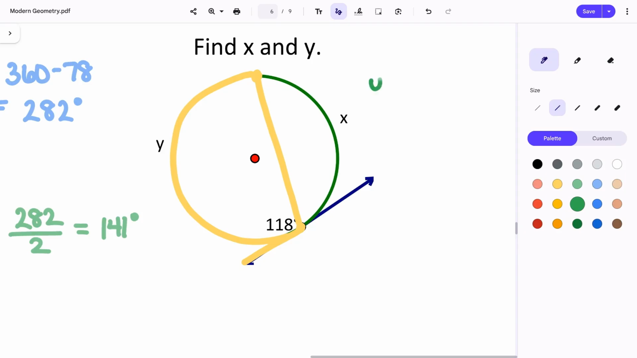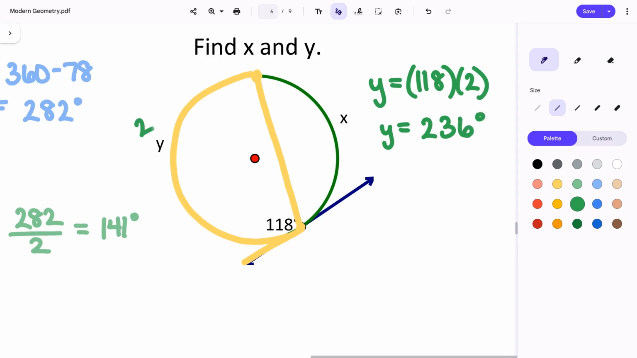So what they said was to find y, they took the 118 times 2, they doubled it. And so y came out to be 236. That's great. Now that would be this whole arc that I have colored over in yellow. So someone else out there, maybe if you got to this point or if you didn't, at this point now you would know how to find x. What would we need to do?